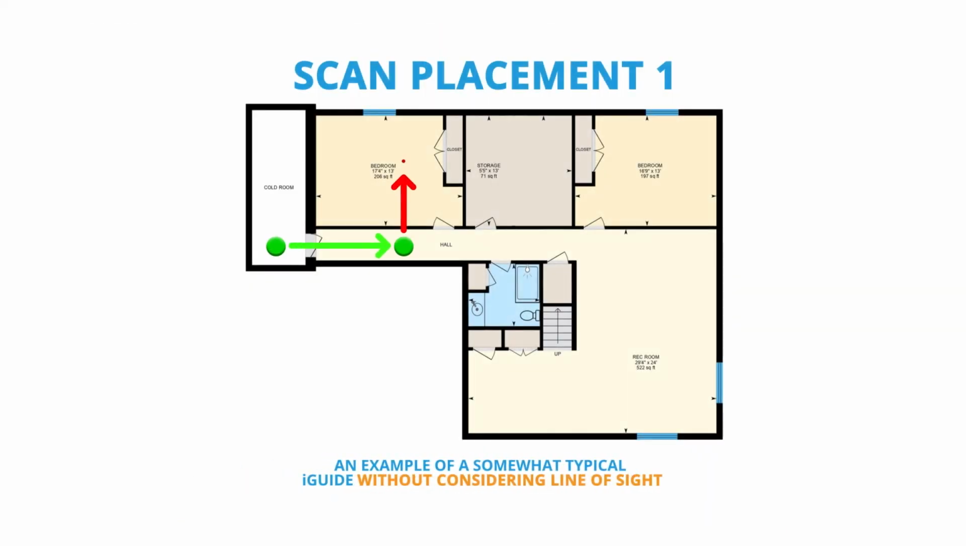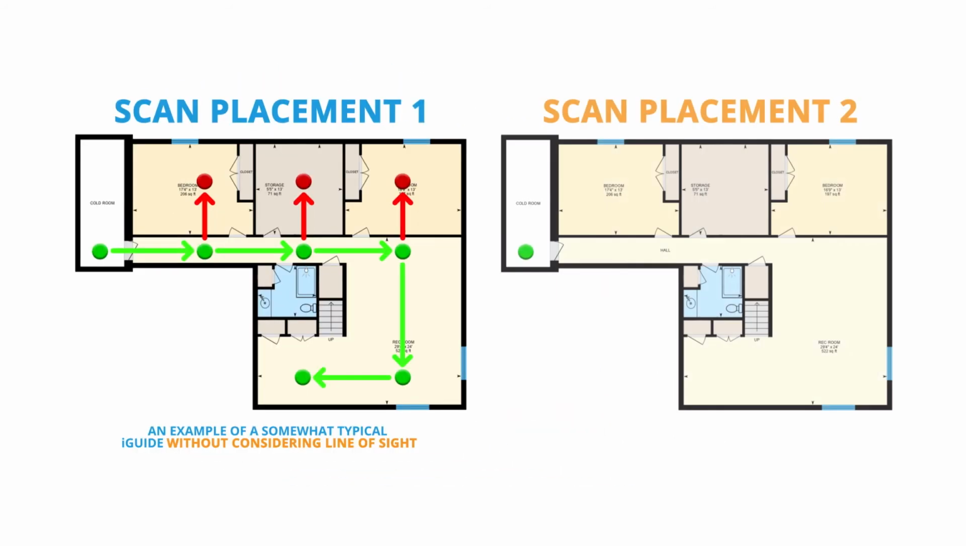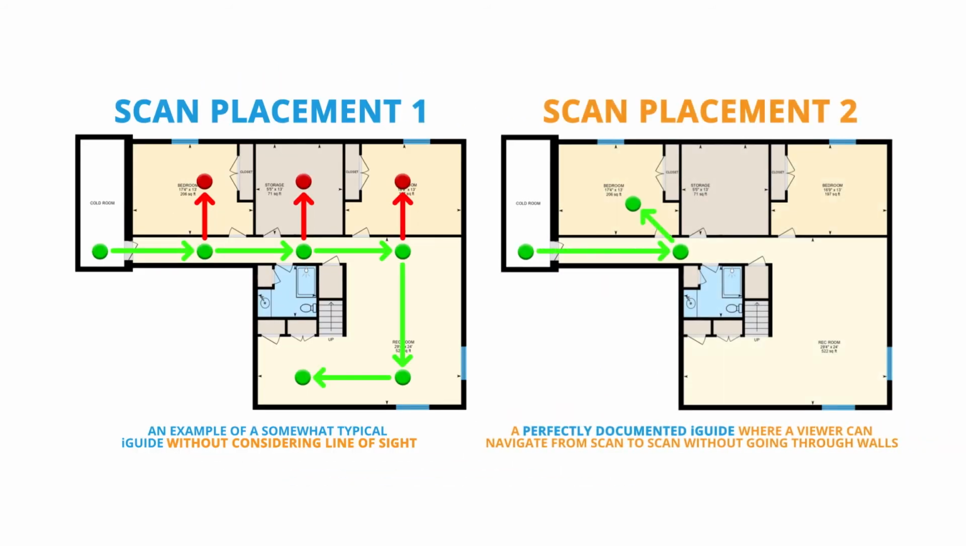Here we have provided an example of a floor plan with good versus bad line of sight into the connecting rooms. Simply by changing the placement of the scans without taking more scans, we can ensure that the line of sight rule is followed without increasing time spent on site.